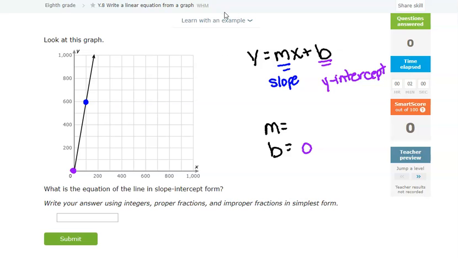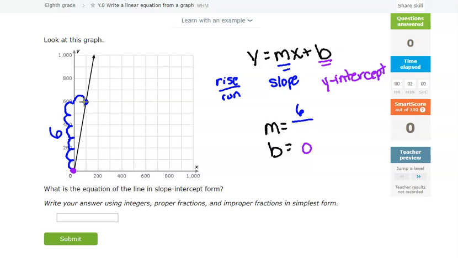Now, to find my slope then, I count rise over run. Remember, slope is rise over run. So how much did I go up? Well, again, I can count and see that it went up to 600, or I can count boxes and just go 1, 2, 3, 4, 5, 6. It went 6 boxes up. So my rise for this slope would be 6.